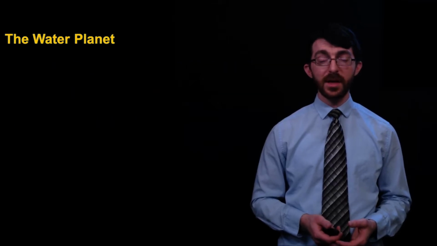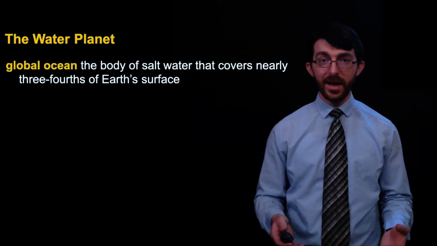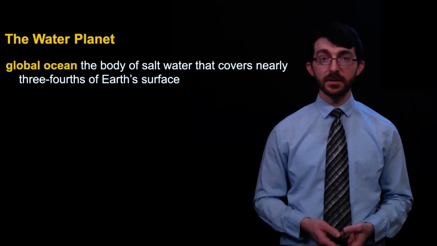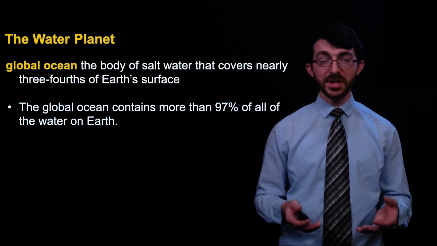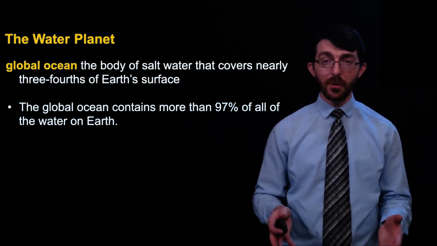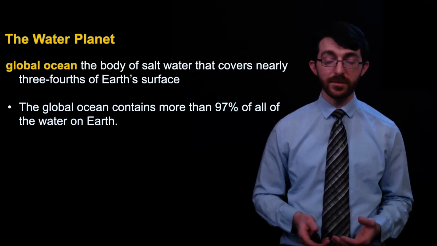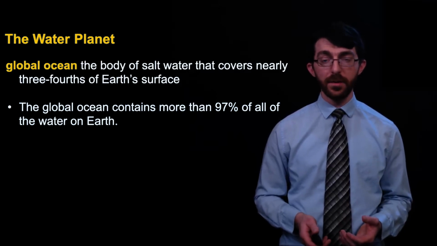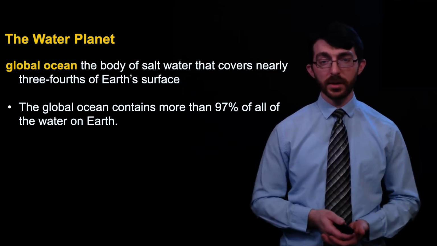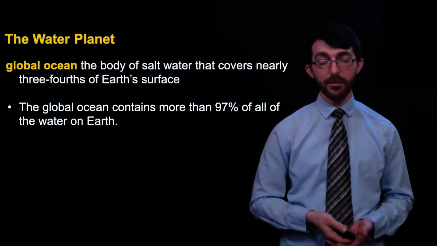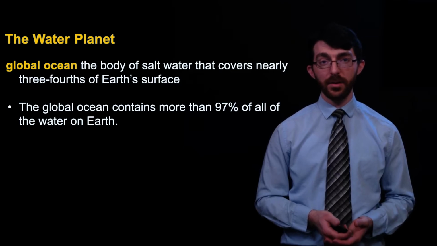So the Earth can be called a water planet because it has a global ocean. That is the body of salt water that covers nearly 3/4 of the Earth's surface. Now, the global ocean contains almost all the water on the Earth. It's more than 97% of the water on the Earth. So all the water in the rivers and stuff that we were learning previously, that accounts for less than 3% of the water on the Earth.